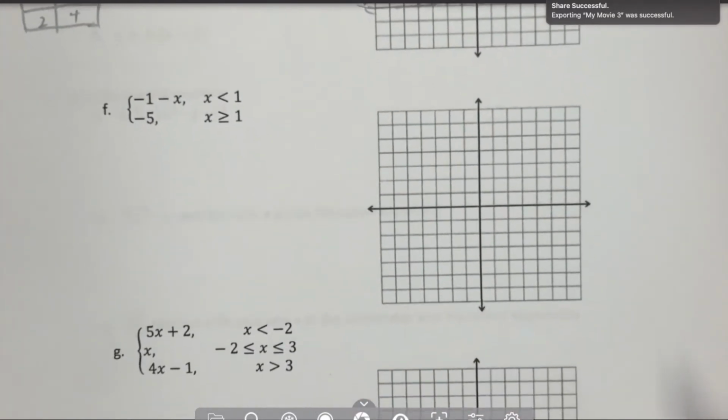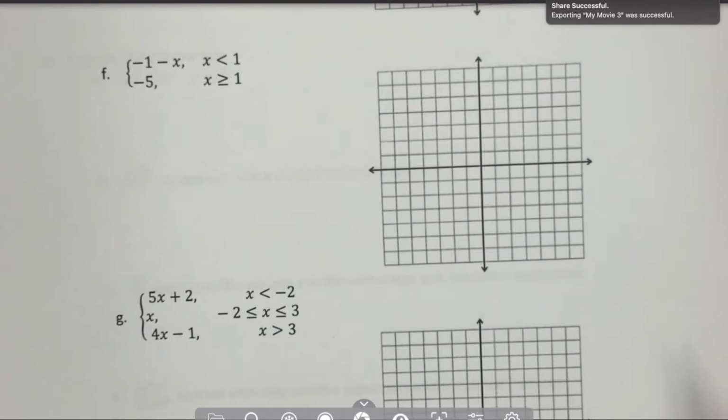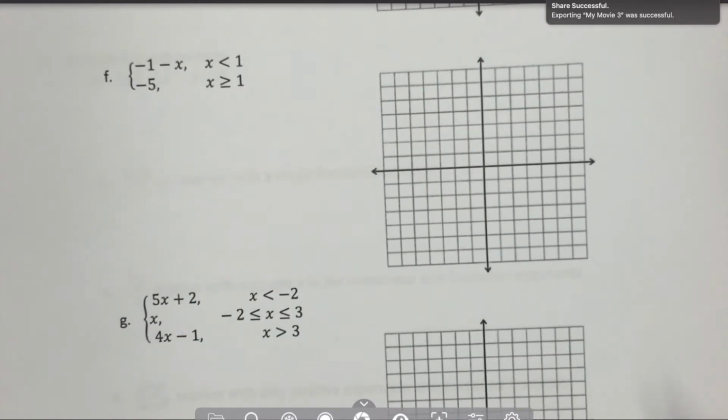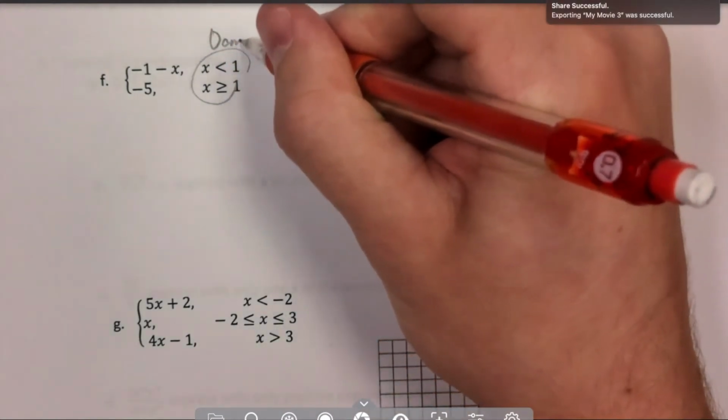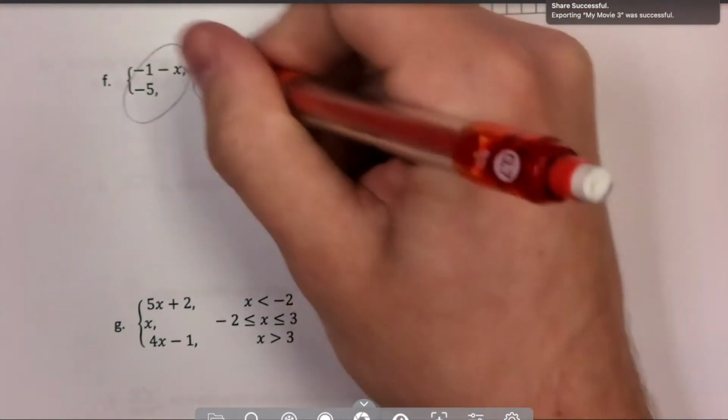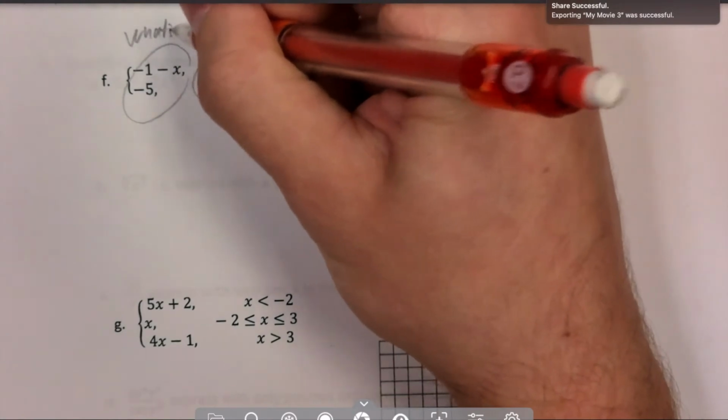All right, continuing on, piecewise functions, a few piecewise functions. Piecewise functions are super, super important to understand, but they're very frequently misunderstood. So this section is the domain, and this is what's graphed.